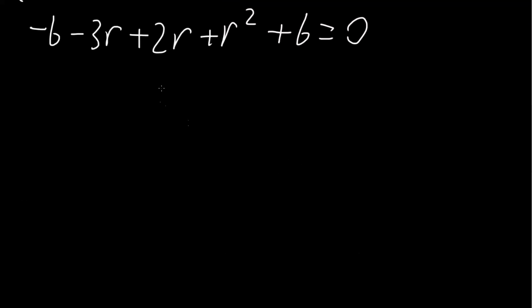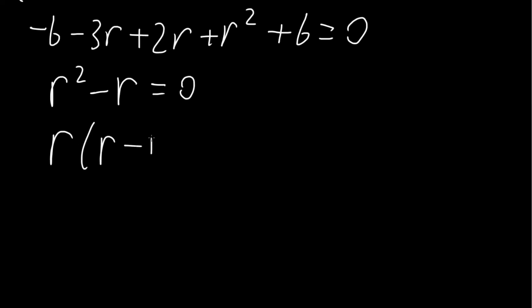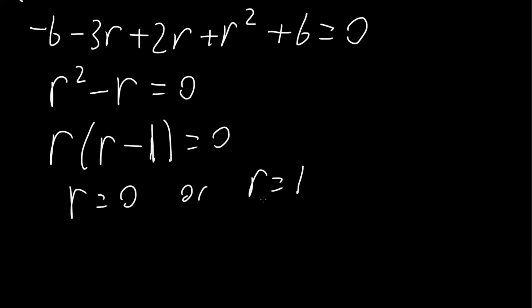And so next we will group and then factor out. So r squared minus 3r plus 2r would be minus r. Minus 6 plus 6 would be 0. So is equal to 0. We factor out an r, and we would get r times (r minus 1) is equal to 0. And so our two roots would be r is equal to 0 or r is equal to 1.